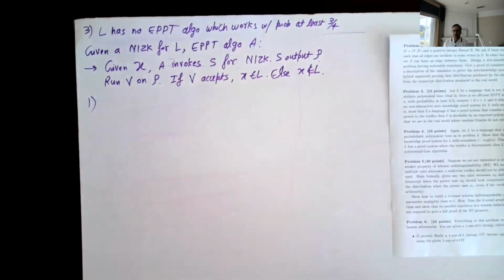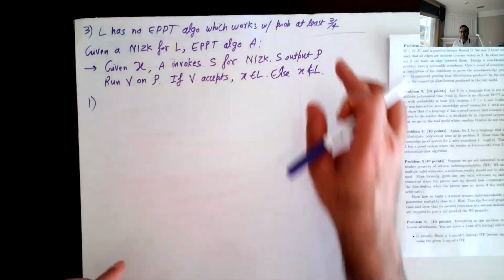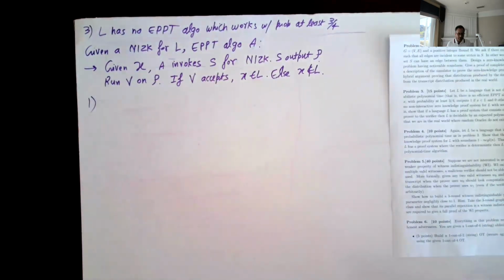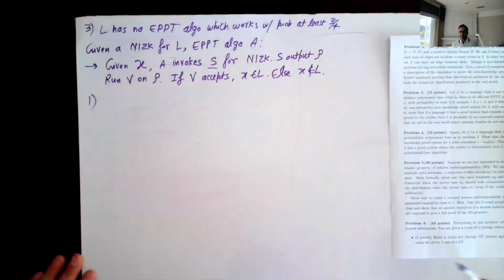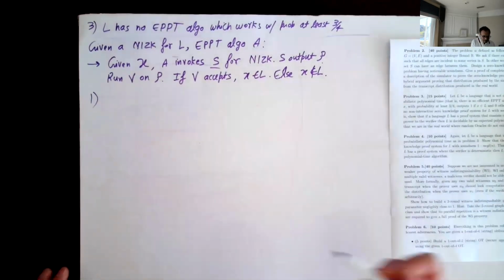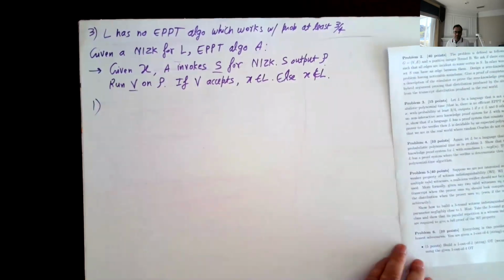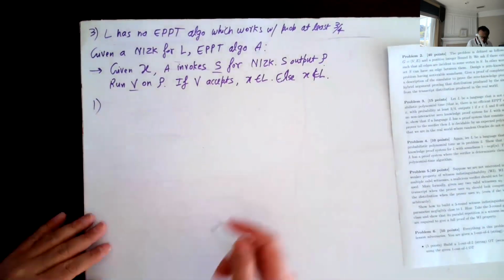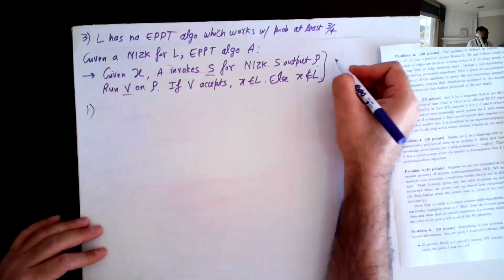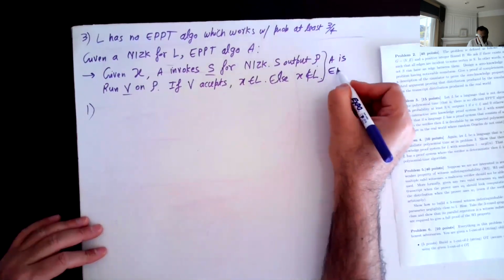And now I have to show that this algorithm works correctly for deciding the language. First of all, observe that this algorithm is indeed expected PPT because this algorithm is just invoking the simulator, which is expected PPT. And then this algorithm is invoking the verifier, which is polynomial time. So A is expected PPT.